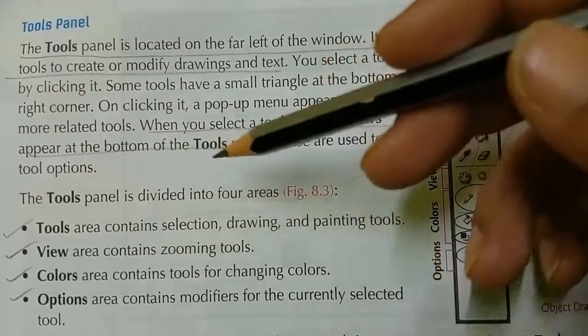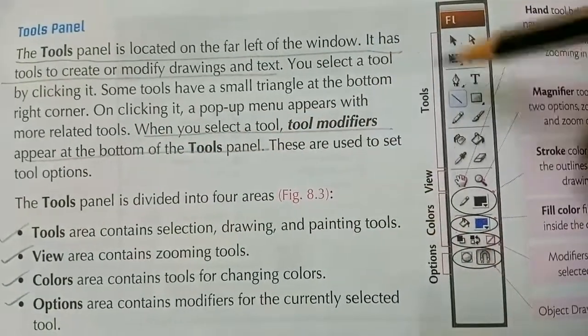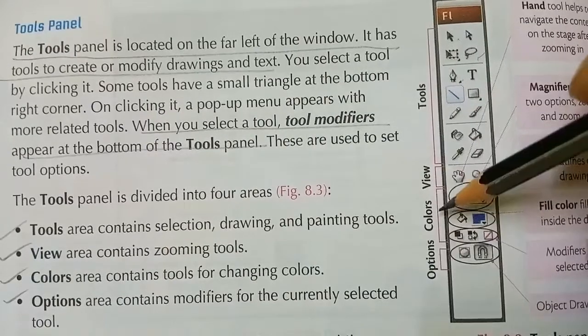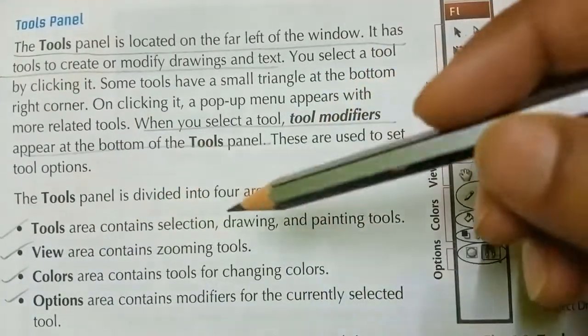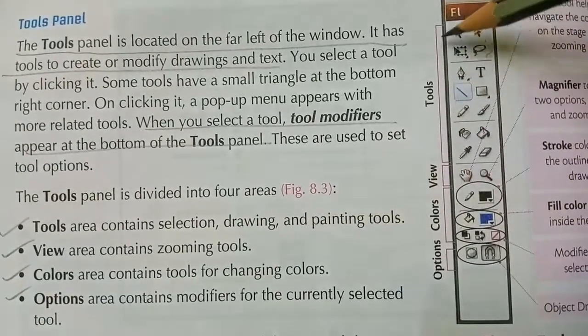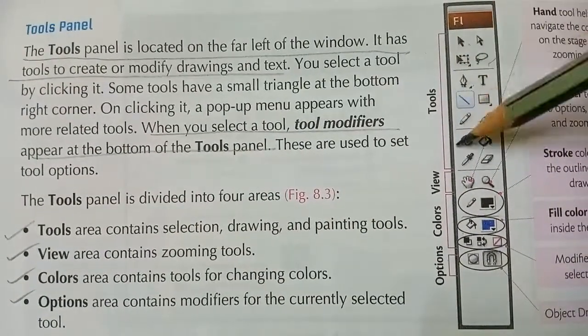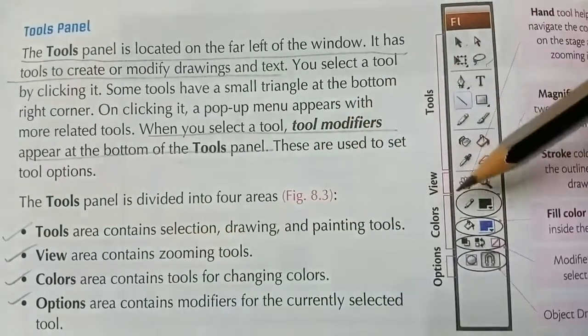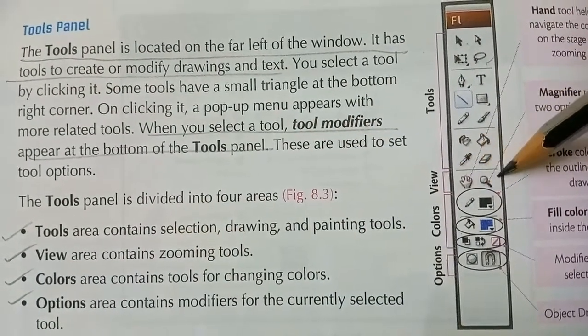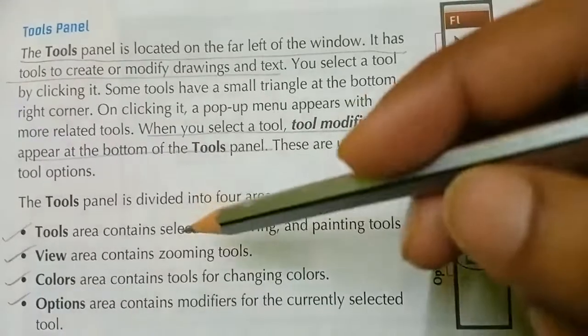Now the tools panel is divided into four areas. See, these are the areas: options, colors, view and tools. So what are these? The tools area contains selection, drawing and painting tools. So this tools area contains all the drawing and painting tools. Then the view area contains zooming tools. This is the view area, it has the zooming tools, you can zoom any picture.